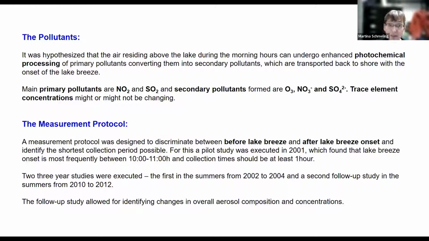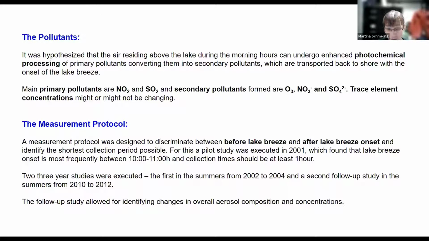The main primary pollutants are nitrogen dioxide and sulfur dioxide, which are common. And secondary pollutants will be ozone, nitrate, and sulfate. Both of them are more processed than NO2 and SO2. Trace elements, as we were talking about TXRF, we also monitored obviously trace elements. And the question was, will they change or will they not change? Nobody has actually looked into this.